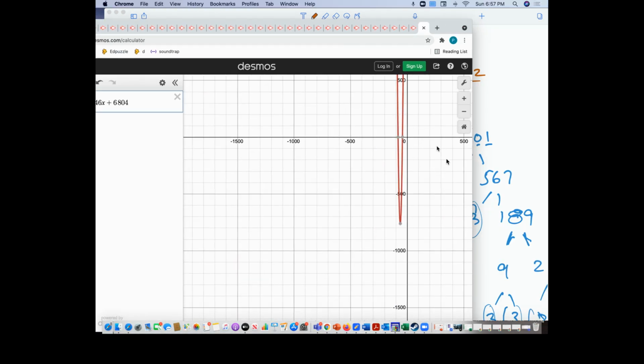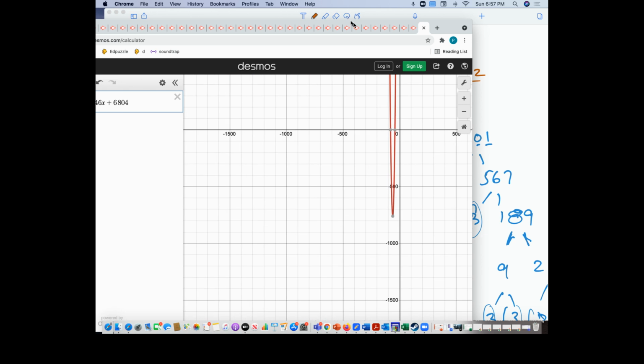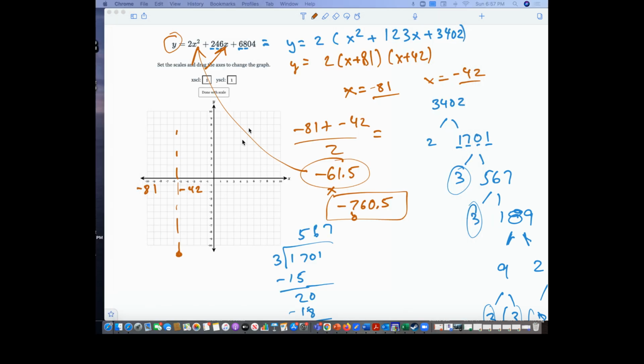Okay. This question is talking about scaling. So scaling, you probably want to make what? If this is like 760 for the y, you probably want to make the y's in terms of hundreds. You probably want to make the x's in terms of tens.